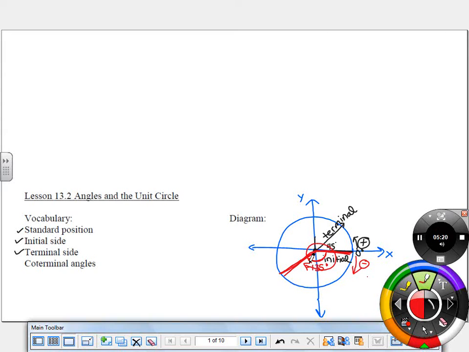Then there are infinitely many ways to name those angles, and all those angles that end at this terminal side would be considered co-terminal angles. Like co-captains of a team mean both of them share the same position, right? The captain position. Co-terminal angles mean that the angles share the same terminating side.